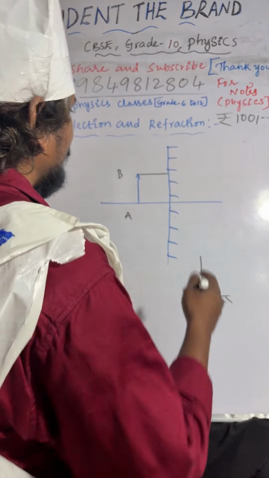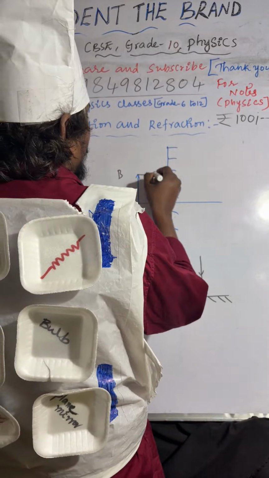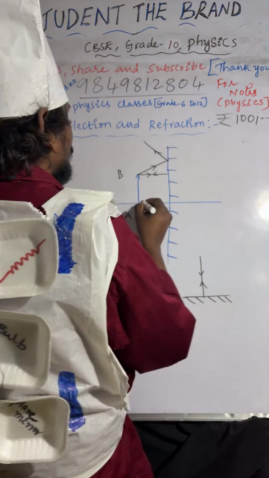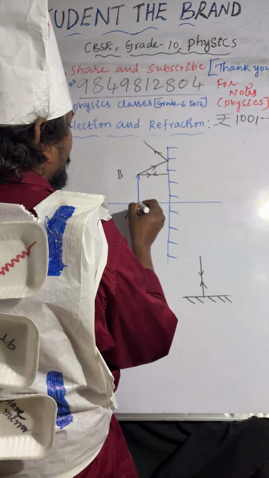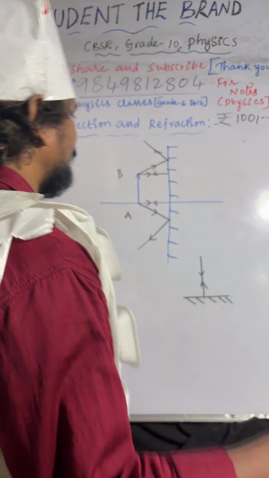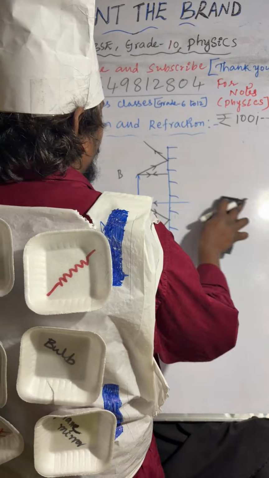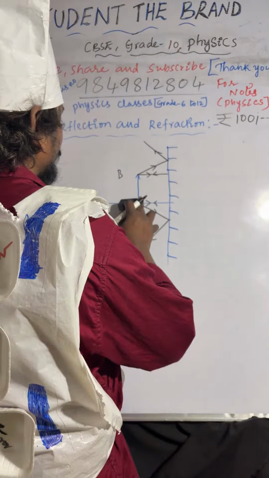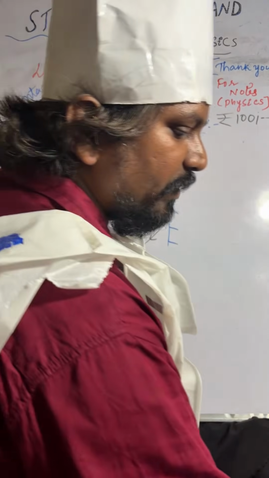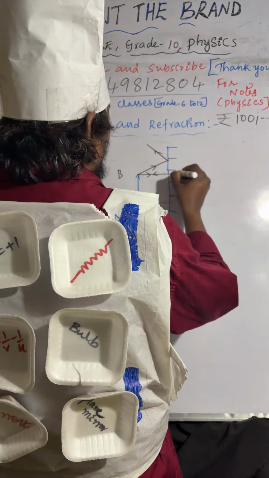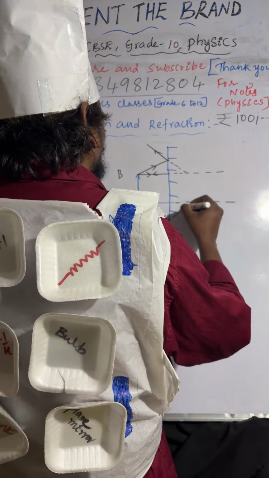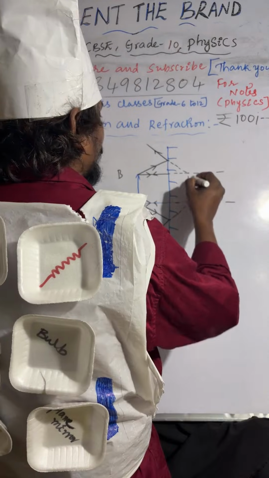So here you can see one light ray I'm taking like this, another light ray will be reflected back. Like this I'm taking, and here also one more light ray. If you extend these light rays, the extended light rays are meeting at one point, here you can see. So this is a reflected ray, these are meeting at one point.